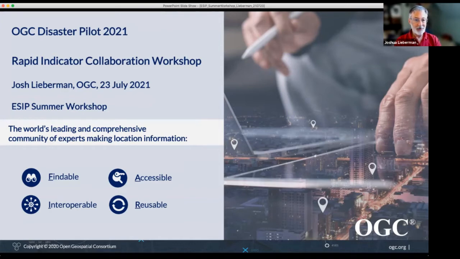So I put down this title of Rapid Indicator Collaboration Workshop. Now, OGC has been running activities addressing disaster and emergency management for a long time, and our newest iteration of that is the Disaster Pilot 2021. So I want to talk a little bit about what OGC is for some of you that may not be up to speed on that, and then about what we're trying to do in the disaster pilot, who's involved in it, and some particular issues or challenges that we want to address.